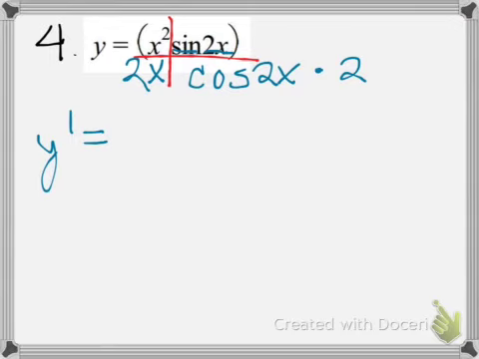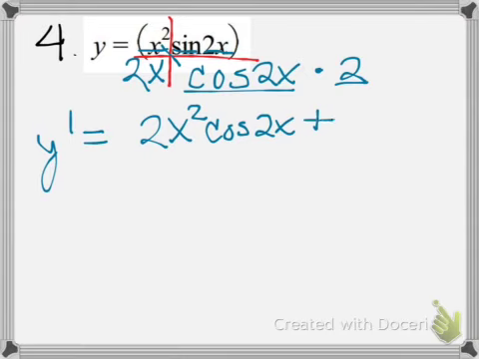2x times sine of 2x. I think I'm going to go with my x squared first. I'm going to go in this direction. I'm going to do the 2 times the x squared times the cosine of 2x. So it's 2x squared cosine of 2x plus, now I'm going to multiply these two together, the 2x times the sine of 2x, and simply just put 2x sine of 2x.